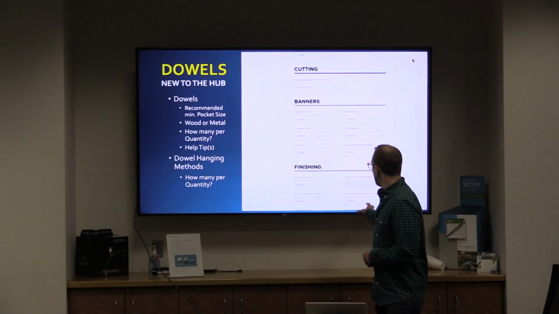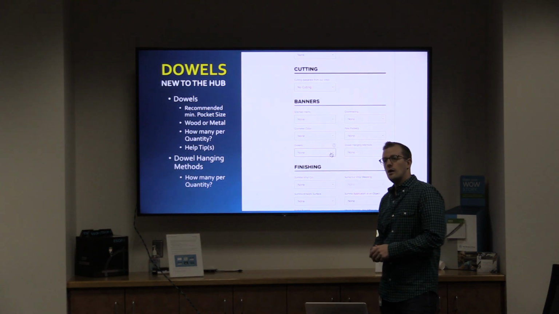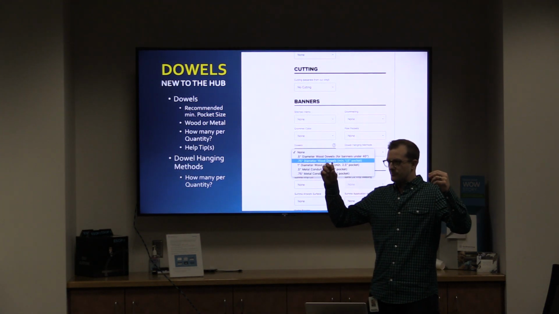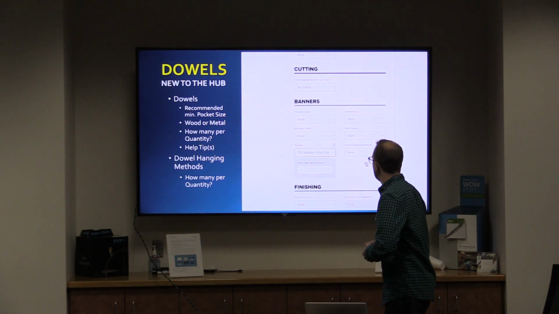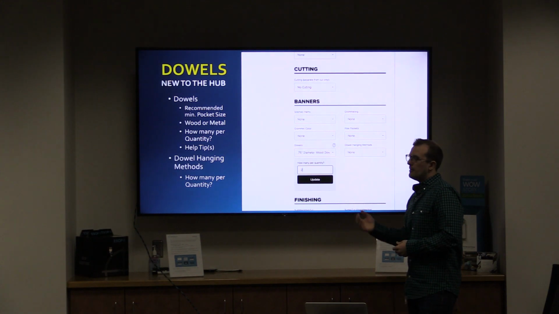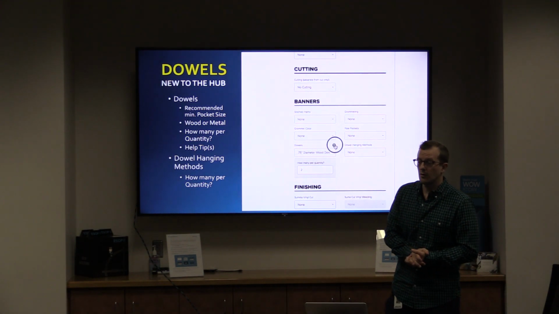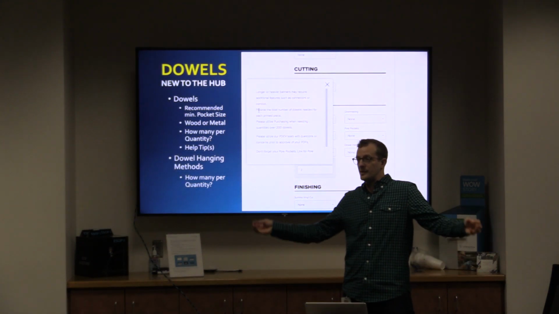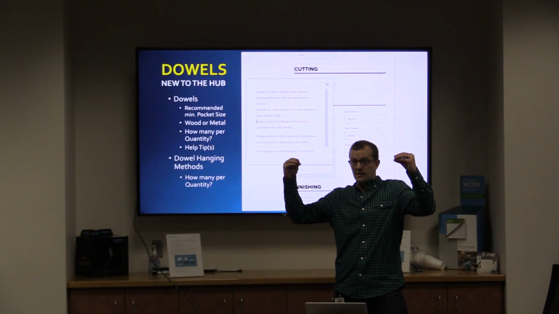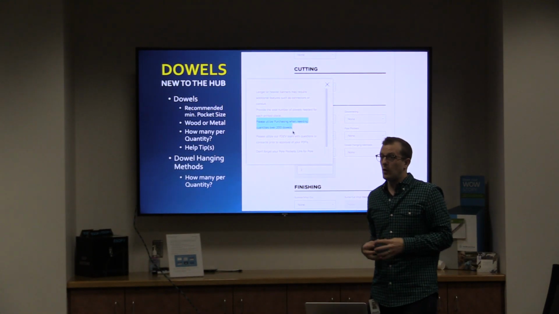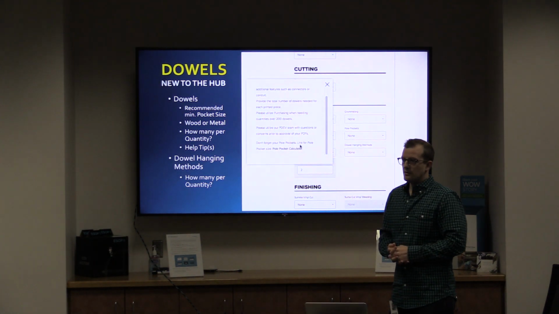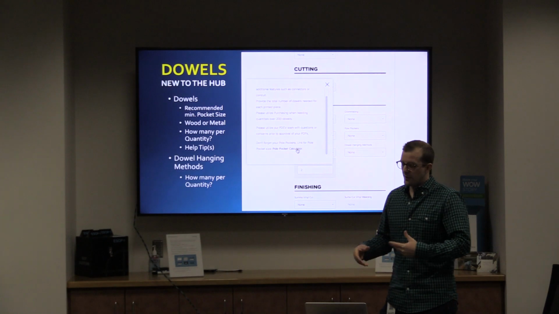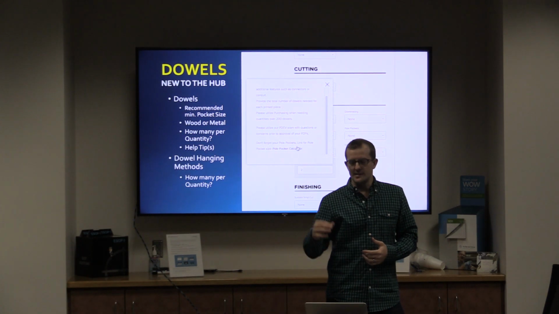We also included dowel hanging methods. So you need eyelets or holes or whatever in the end of your dowel for hanging. Again, you need to specify how many you need per quantity. So if you have 2 dowels, but you only need the top dowel to have eyelets on it, then the answer is 2 per quantity again, right? So any questions about dowels? When you order it, it's automatically going to place that with PDEV.